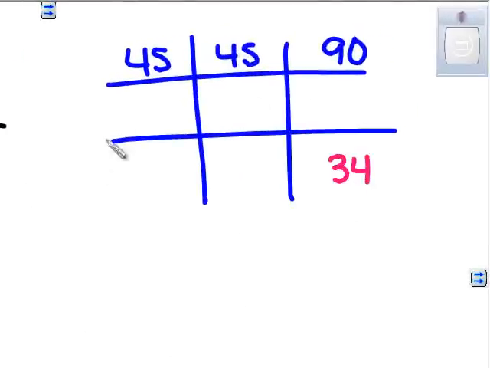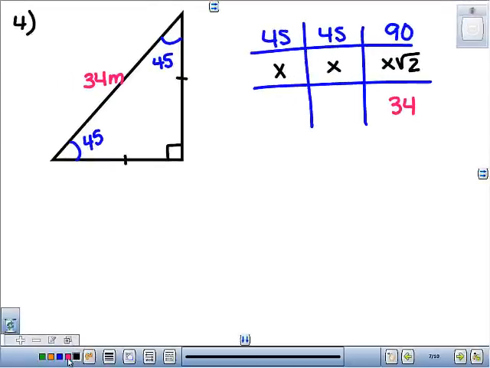I'm going to go ahead and put my formulas in here: x, x, and x square root of 2. Again, don't write 34 square root of 2. It's just 34. That means these are equal to each other. So x square root of 2 equals 34. Just like we did on the last, we're going to do that algebra. This is being multiplied, so I divide to get x by itself.